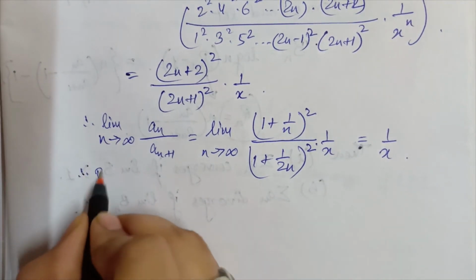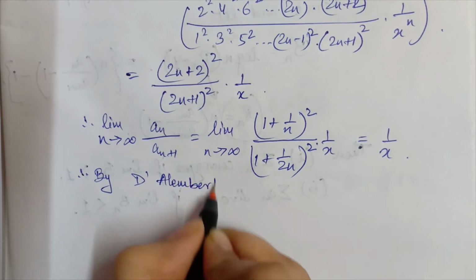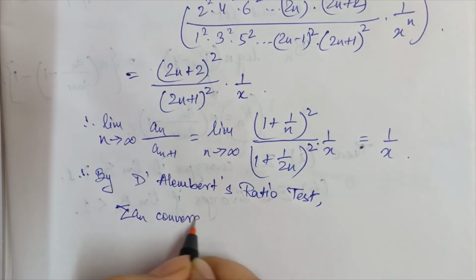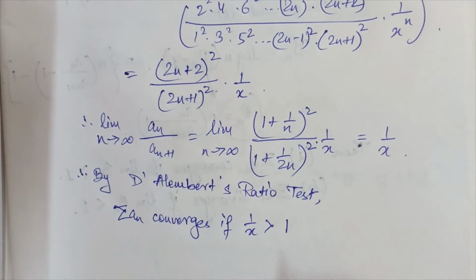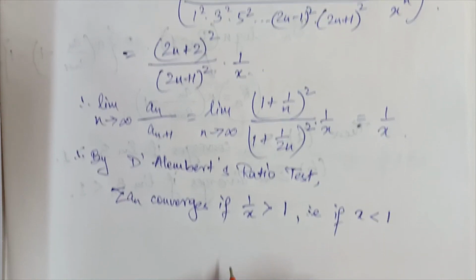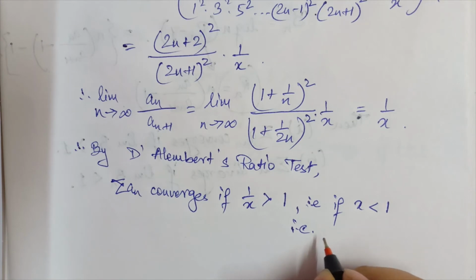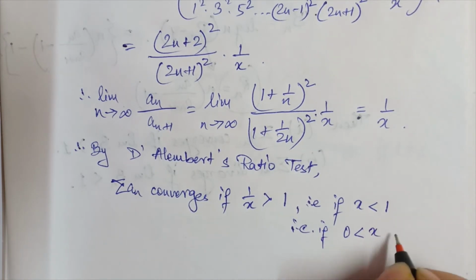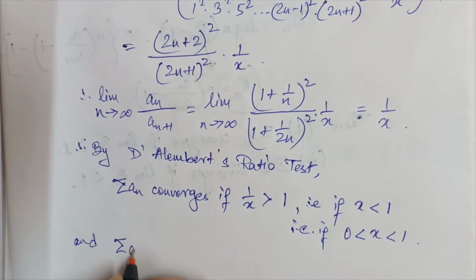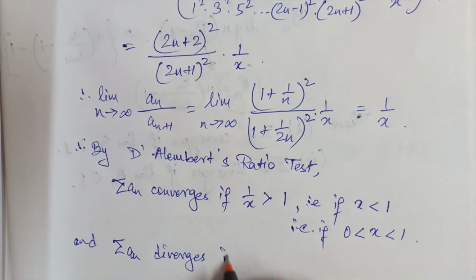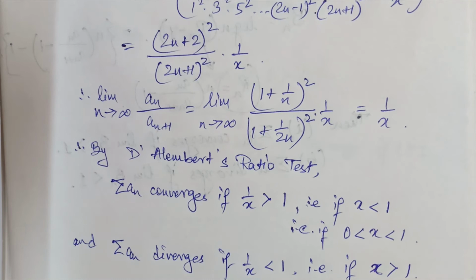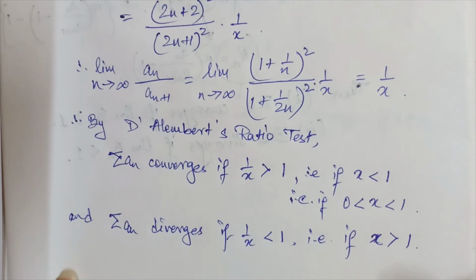Therefore, by D'Alembert's ratio test, the series an converges if 1 by x is greater than 1, that is, if x is less than 1, or we may say if 0 less than x less than 1, since x is greater than 0, which is already given, and the series diverges if 1 by x is less than 1, that is, if x is greater than 1, and no definite conclusion can be drawn if x equals 1.